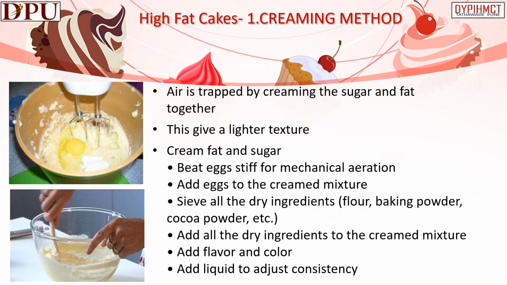Process of creaming method is as follows. Cream fat and sugar together. Then beat eggs till stiff, for mechanical aeration. Now, add eggs to the creamed mixture of sugar and fat. Next process is, sieve all the dry ingredients like flour, baking powder, cocoa powder, etc. Now, add all the dry ingredients to the creamed mixture. Add flavor and color. If required, add liquid to adjust consistency.